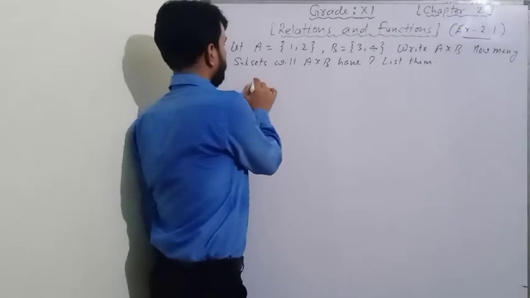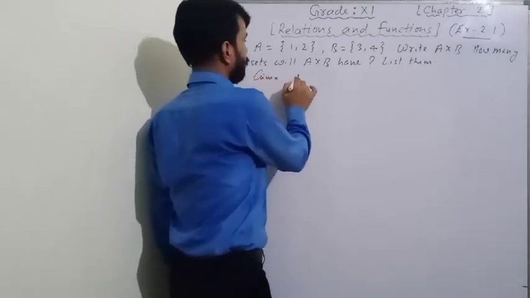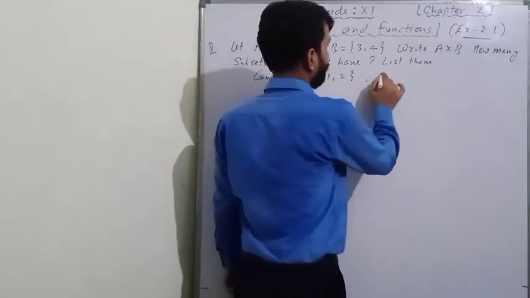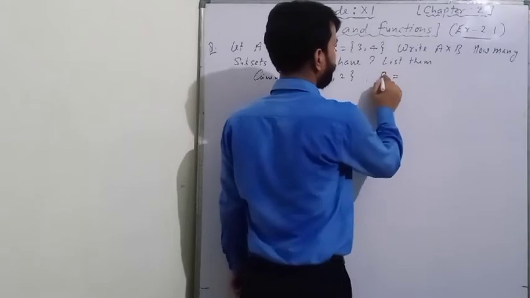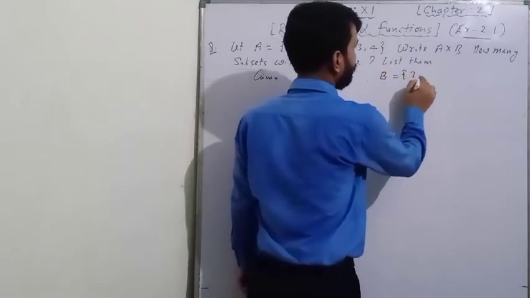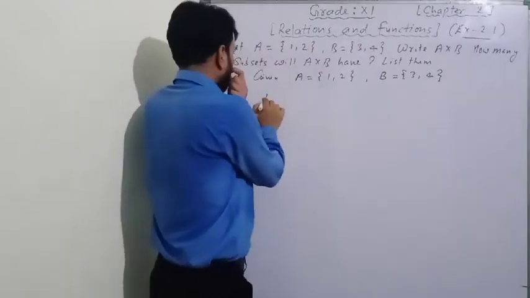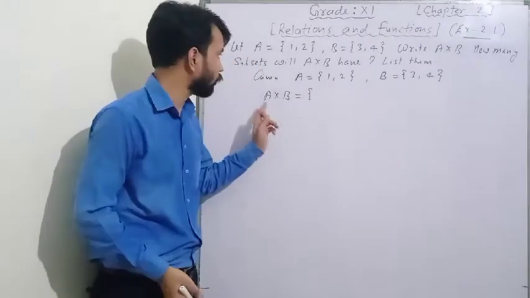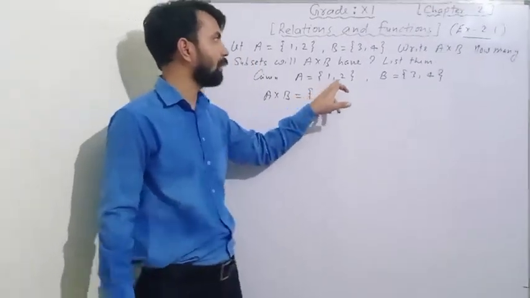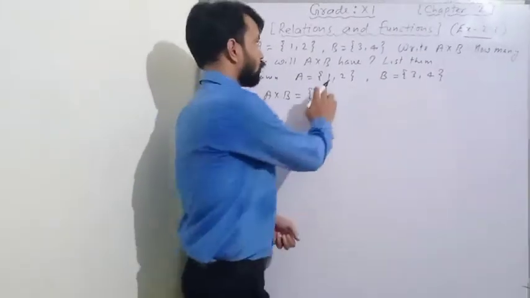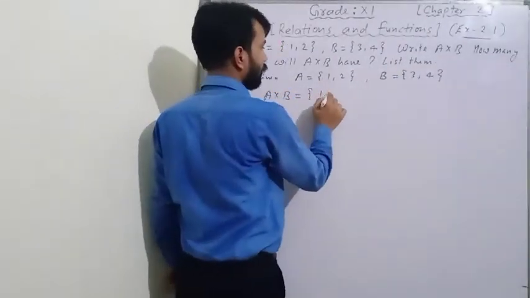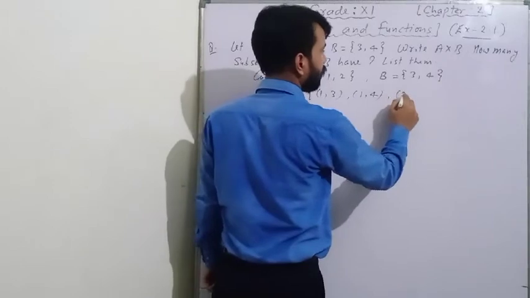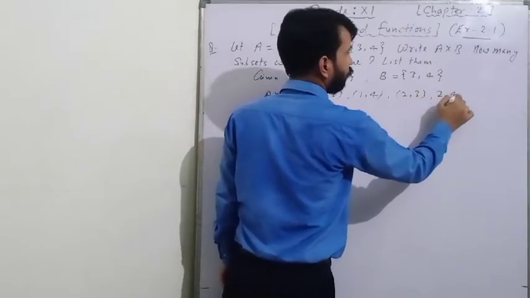So beta, given A set is 1, 2, B set is 3, 4. We have to find A cross B. You know how to find the Cartesian product of A and B? We will have to make the pair of all elements of A with all the elements of B. So 1, 3, 1, 4. Similarly 2, 3, 2, 4.